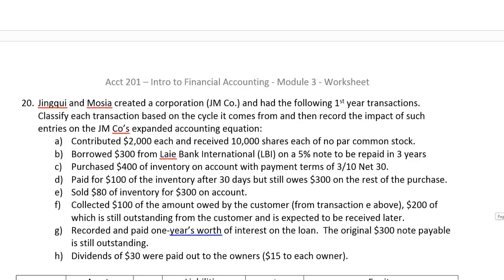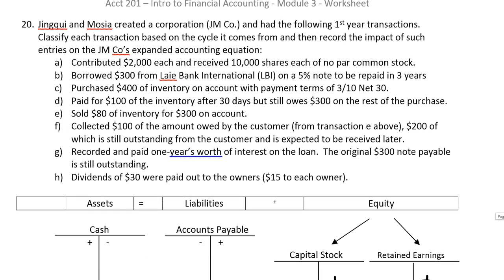So the way you handle a problem like this is you just read it and you ask yourself, what did this transaction do to assets, liabilities, and equity? Let's do the first one. You have Jinghua and Mosiah, and they contribute $2,000 each. Don't overlook that each. So in other words, they contributed $4,000. So you can go like this, and you can write down $4,000.